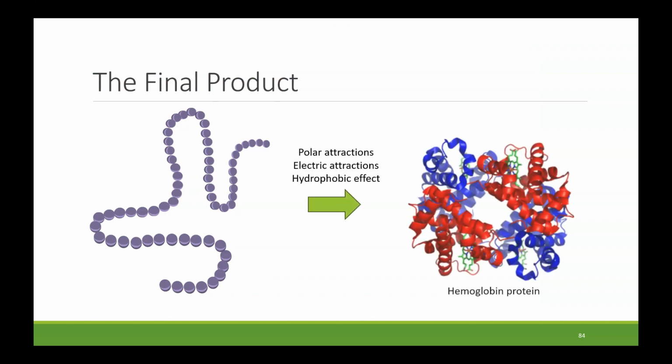So our final product is going to be a chain of amino acids, which I've shown here on the left, highly simplified. And then, driven by a combination of all those forces we talked about earlier, the polar attractions between amino acids, the electrical attractions, the hydrophobic effect where nonpolar amino acids don't want to be around water, that chain will spontaneously fold itself into the shape of the protein, which in this particular case study is the protein hemoglobin. But this is how it works for all proteins in general, not just hemoglobin.